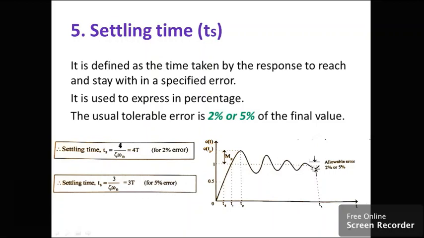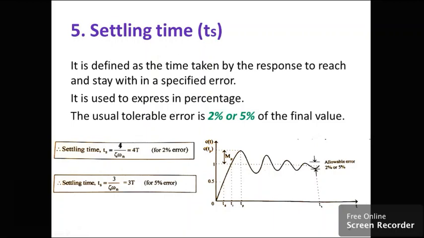Now let us locate where the settling time is. Consider either the 2% or 5% band. So here you can mention the settling time. This will be the end of the transient period. You can observe that this is the end of the transient period. So this is regarding settling time. This is the way to calculate settling time.